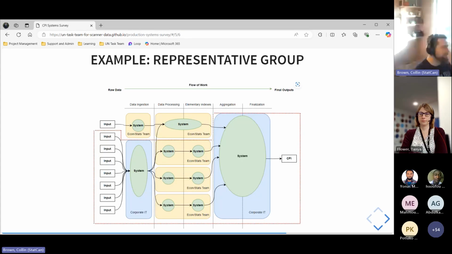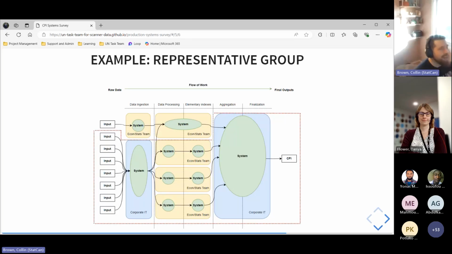So we introduced the term system group to describe that. And the idea here is we're trying to characterize a pattern, not a specific instance, so to speak. So we would say, okay, the first system group is this corporate IT team maintaining that one system. The second system group is there are some number of systems that have a processing system that is decoupled from the elementary index system, and those are owned by a domain team. And then there's a third system group that is, in this case, just a single system that is maintained by a corporate IT team.